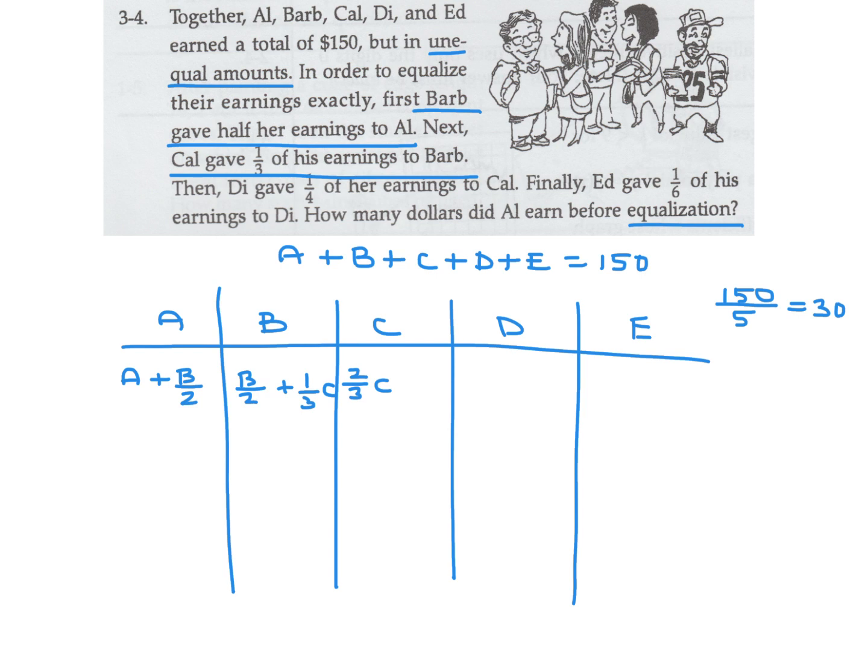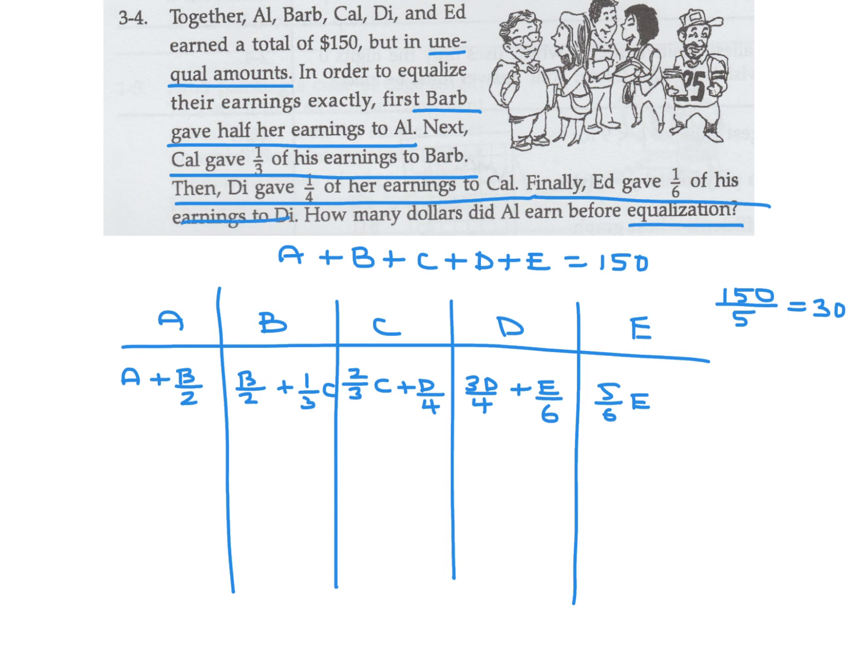Di gave 1/4 of her earnings to Cal, so she is left with 3D over 4, and then that 1/4 goes to Cal, so Cal then gets that D over 4. So that takes care of that one, and then the final one, Ed gave 1/6 away to Di, so he gets left with 5/6, and then the 1/6 therefore goes to Di. Okay, I think that completes the equations.